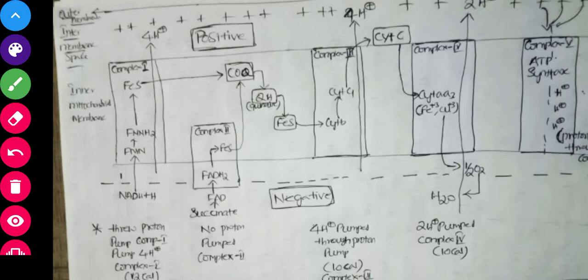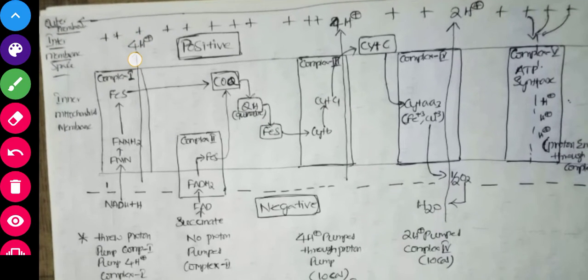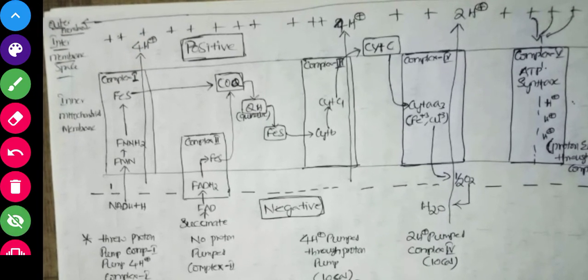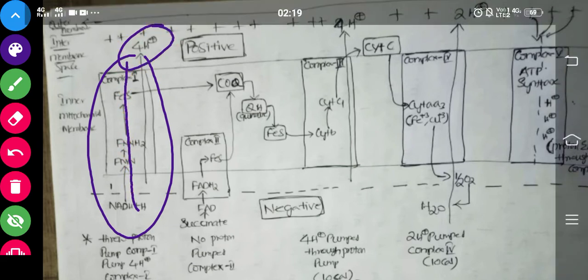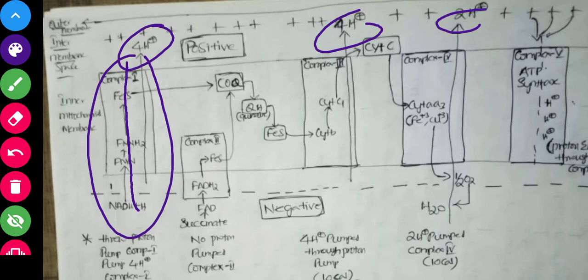So when we look at complex 1, NADH is supplying how many protons? 4. This 4, and here in total 10 protons. 10 protons: 4 protons will form 1 ATP. 4 protons will form 1 ATP. So 10 protons will form 2.5 ATP.